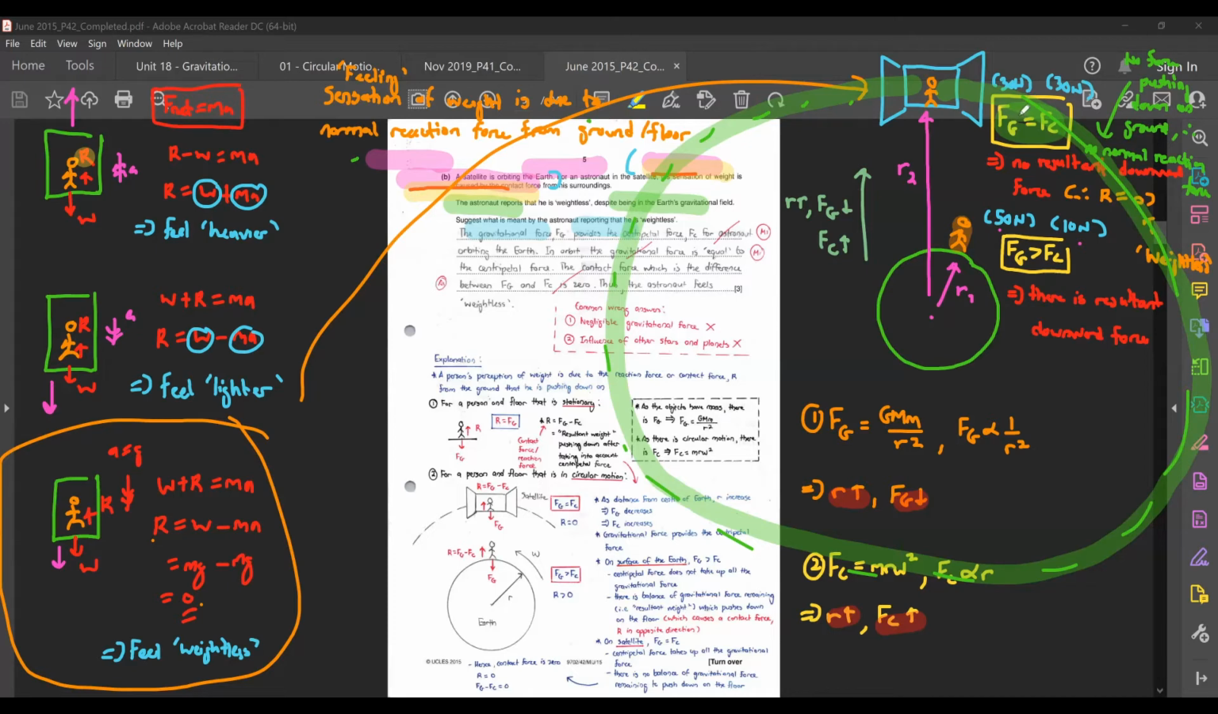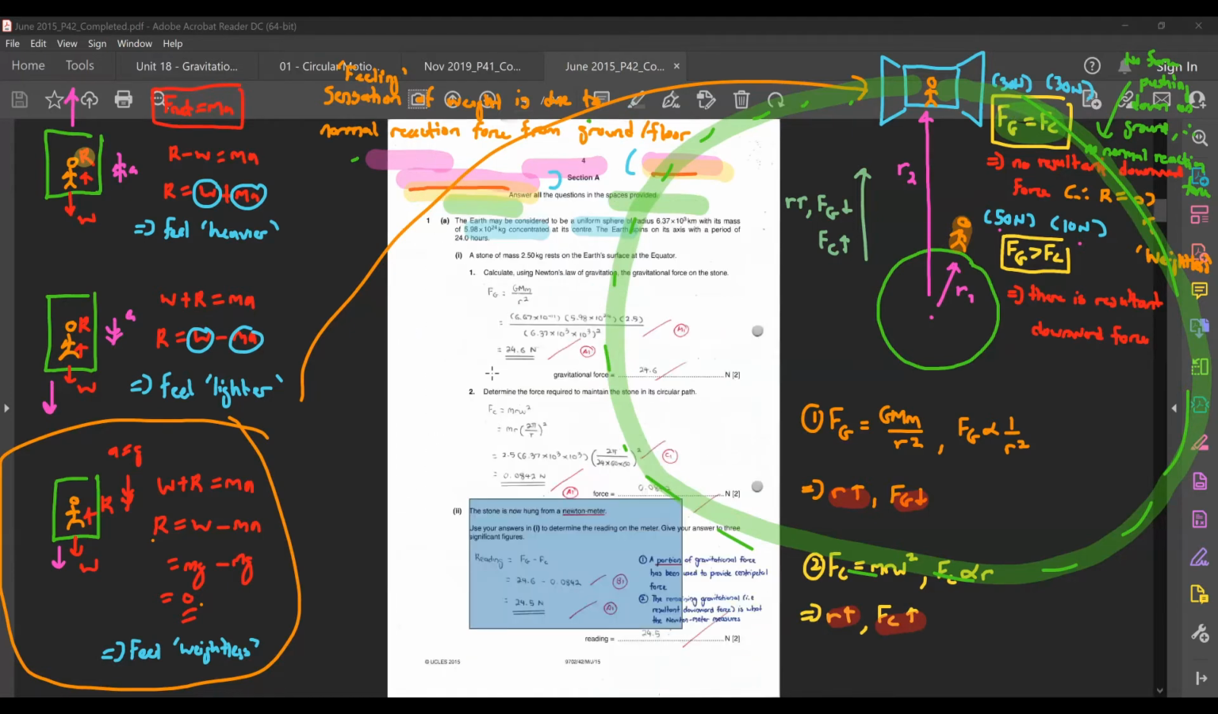And only under those circumstances can you use Fg equals Fc. But in your current case, in your question, you do not have the stone orbiting around the Earth at a very large separation. It's actually on the surface of the Earth itself. So when it is on the surface of the Earth, Fg is not equal to Fc. Instead, Fg is actually more than Fc here. Okay, that's why you treat it differently in your calculation.